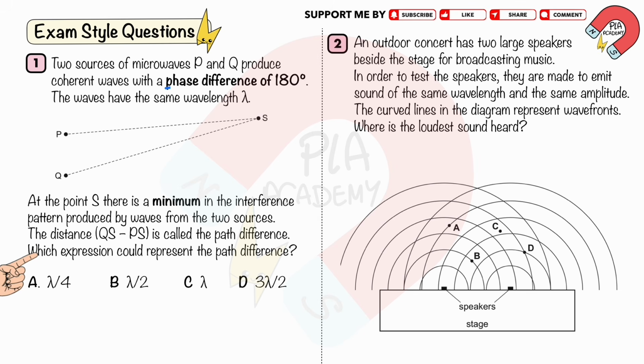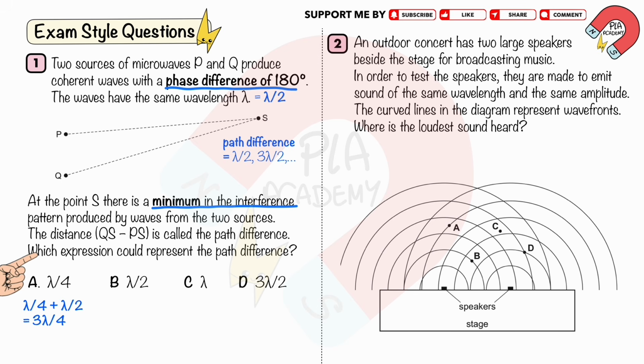Initially, the waves from sources P and Q have a phase difference of 180 degrees, so the path difference between the two waves is half a wavelength. The path difference for minimum interference at point S can be 1/2 lambda, 3/2 lambda, 5/2 lambda, and so on. The half lambda path difference from the sources adds to any path difference to determine the overall path difference at point S. Choice A, the overall path difference equals 1/4 lambda plus 1/2 lambda equals 3/4 lambda.